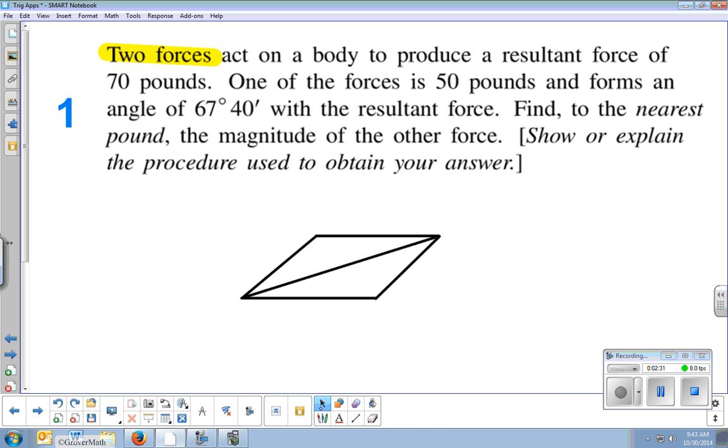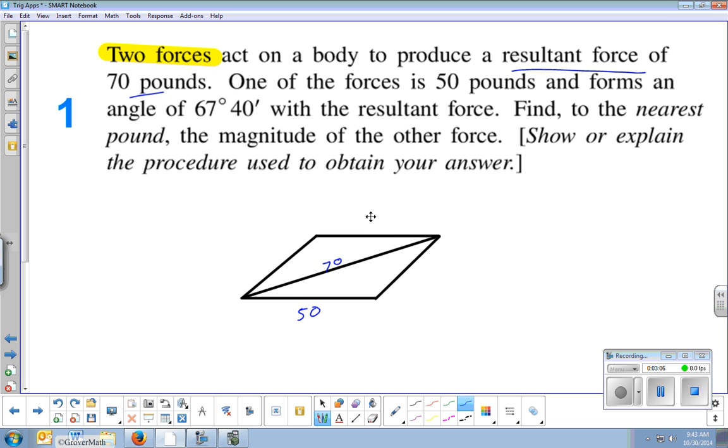All right, so let's see what this question is really saying here. Two forces act on a body to produce a resultant force of 70 pounds. So anytime they talk about the resultant, that's your parallelogram diagonal. One force is 50 pounds and forms an angle of 67 degrees 40 minutes with the resultant. Okay, so your picture is not going to be drawn to scale here. That's okay. But one of the forces is 50 pounds. So we put 50 pounds over here.